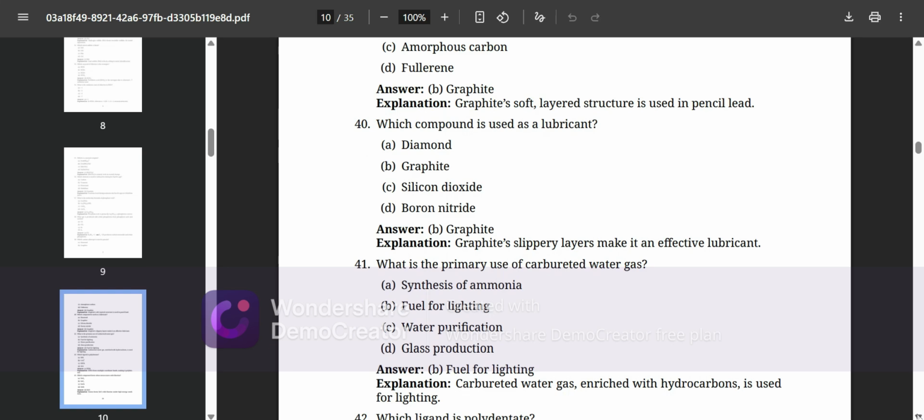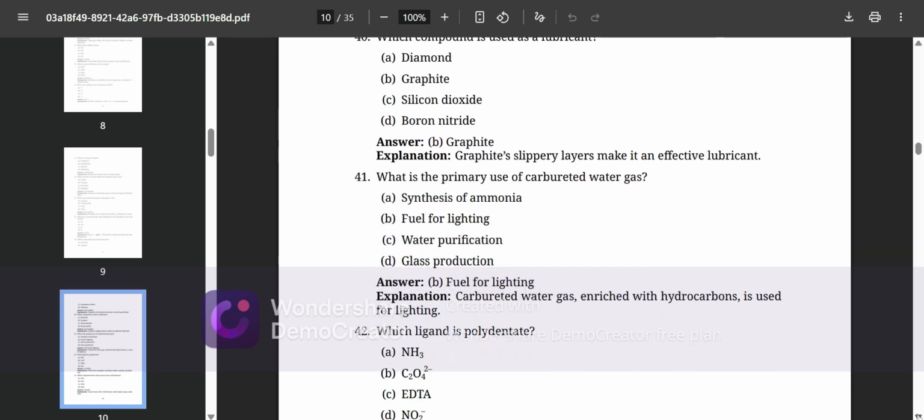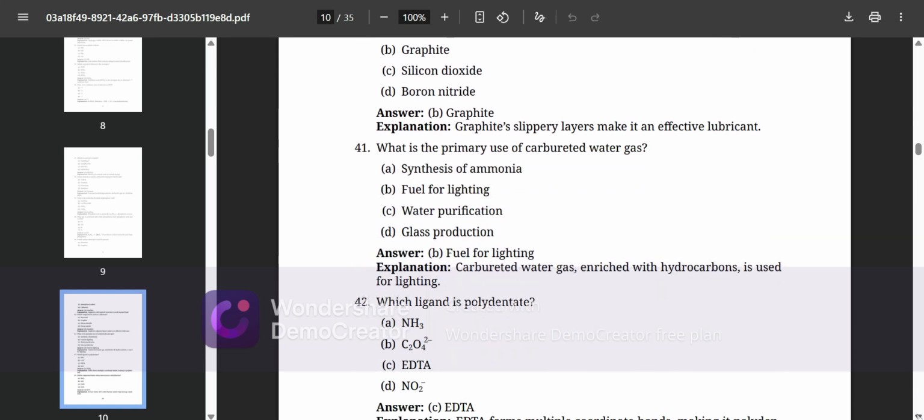What is the primary use of carbureted water gas? Fuel for lighting. Carbureted water gas, enriched with hydrocarbons, is used for lighting. Which ligand is polydentate?